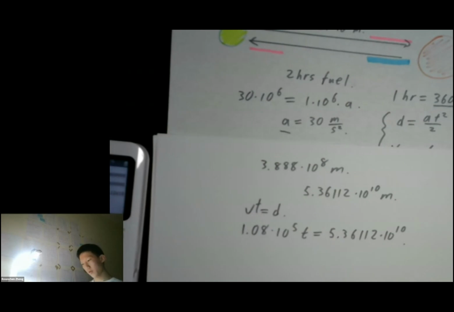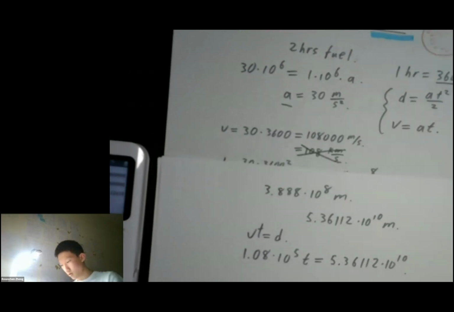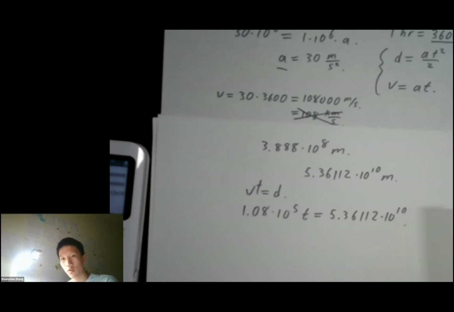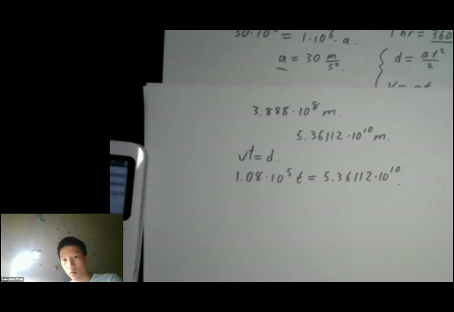So how long will it take? Making sure my math is right. We've got 1.08 times 10 to the 5. That is the velocity. This is the distance we have to cover. So how long will it take? Anybody got a calculator? I have a calculator, it's right over here. If any of you have a calculator, just plug this in. Give me an approximate value. How much time will it take? All you've got to do is divide.